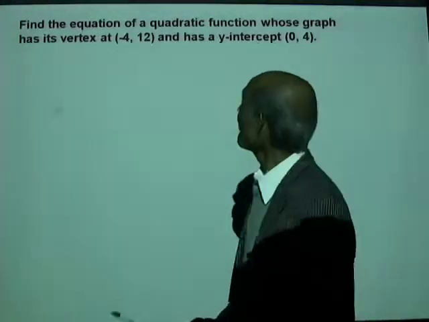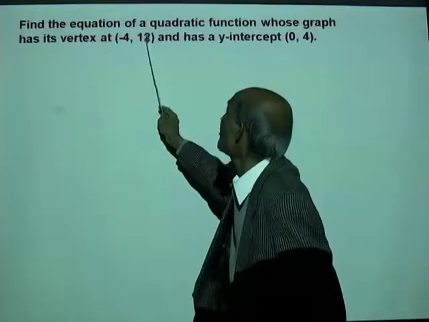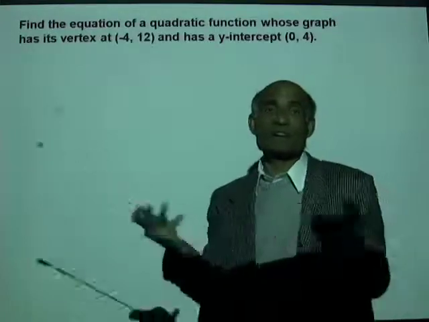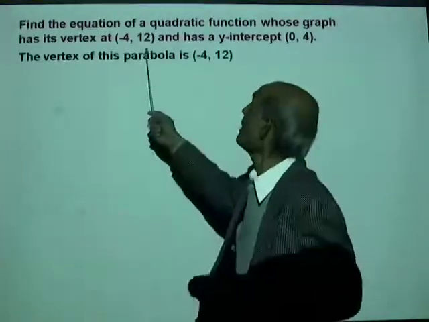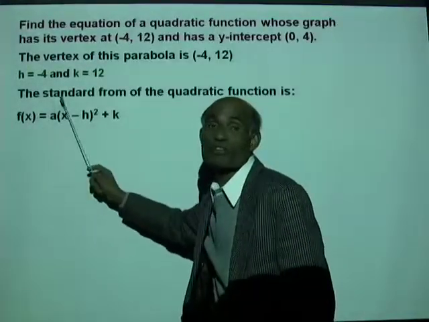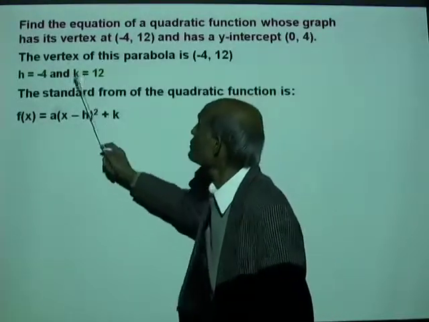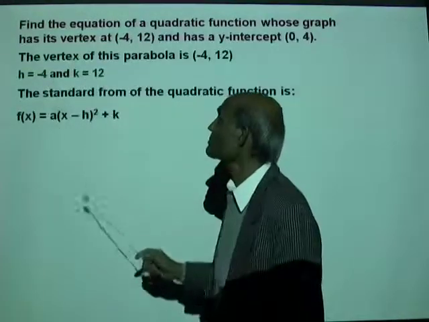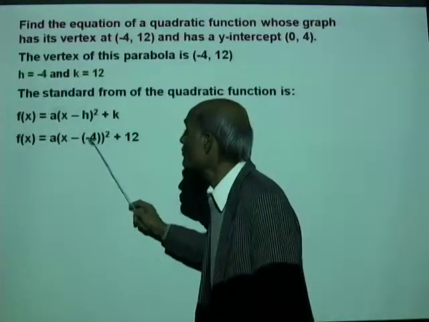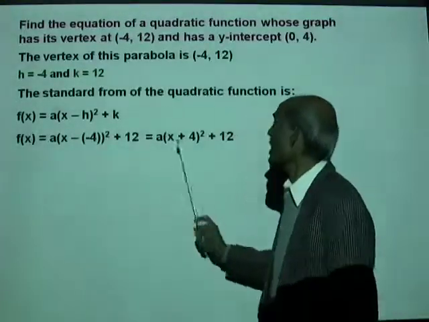Another one. Find the equation of a quadratic function whose graph has the vertex (-4, 12) and the y-intercept (0, 4). Is that different from the previous one? Well, we know the vertex, and therefore we can say the standard form is f of x equal to a times (x minus h) all squared plus k. h is negative 4, k equals 12, so that will be f of x is a times (x minus negative 4) all squared plus 12, and that will make that sign positive.